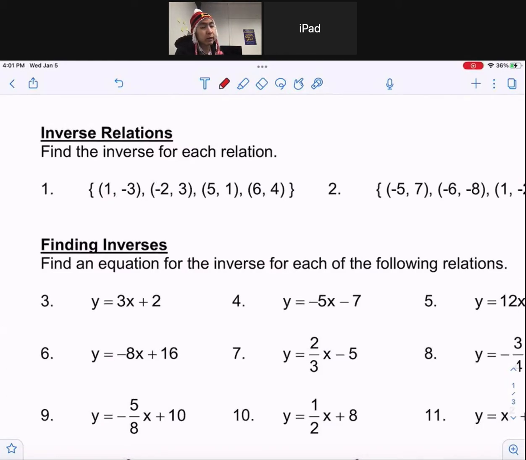So remember, when it comes to the coordinates, if you already know the original function's coordinates, to find the inverse function you switch all of the x and y's. So the inverse function's coordinates are negative 3 comma 1, 3 comma negative 2, 1 comma 5, and 4 comma 6.